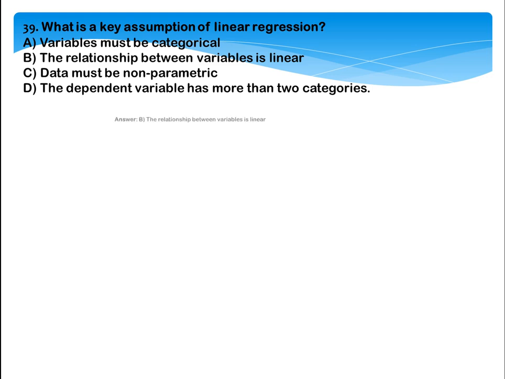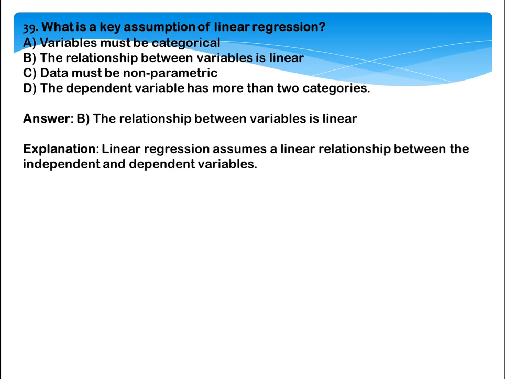Answer, B. The relationship between variables is linear. Explanation. Linear regression assumes a linear relationship between the independent and dependent variables.